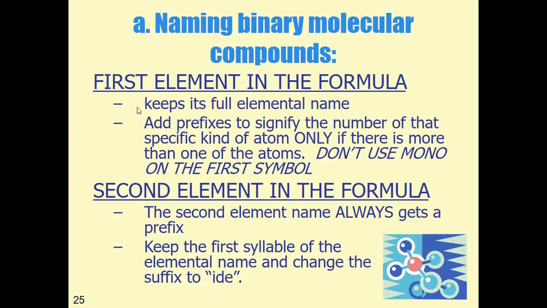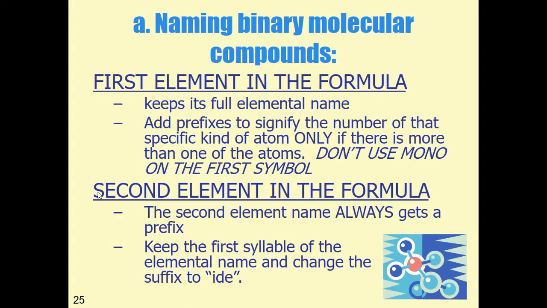The second element in the formula always gets a prefix. Doesn't matter if you have 1, 2, or 10. You always give a prefix. So the second element, if we're looking at the example of N2O, the second element is oxygen. Okay, we said N2O, so 1 oxygen. The prefix for 1 is mono. So we'd say dinitrogen mono, and then we're going to take the first syllable of the name of oxygen and change the ending to "ide." Dinitrogen monoxide.